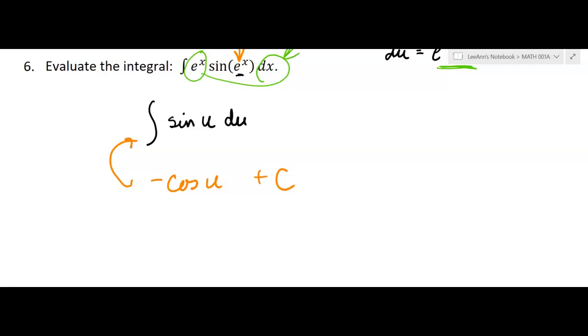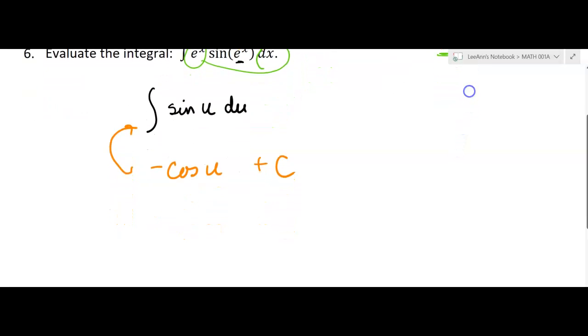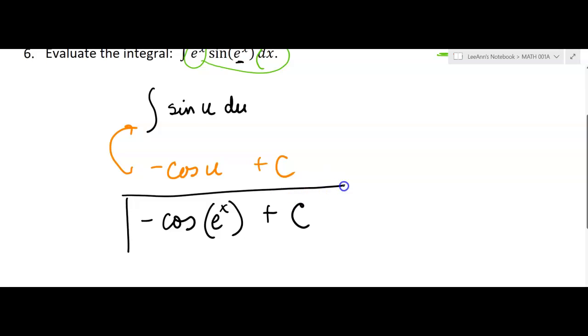Okay. Now, we can't leave it in terms of u. We have to go back in terms of x. So what was u? e to the x, right? Okay. So now I want to write this as negative cosine, and I'm going to put this in parentheses, e to the x, plus c. And then that's it. We can't get a value. It'll just be a function, but that would be then the evaluation of that integral. Okay?